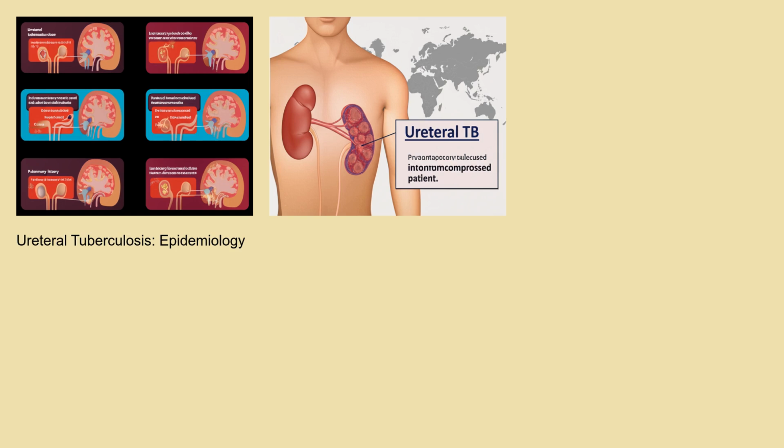Ureteral tuberculosis is more common in regions where tuberculosis is endemic. This includes many parts of Asia, Africa, Eastern Europe, and Latin America. Individuals with weakened immune systems, such as those with HIV/AIDS, diabetes, or undergoing immunosuppressive therapy, are at significantly higher risk. People with a history of pulmonary tuberculosis are also more susceptible. The prevalence has decreased in developed countries with effective TB control programs, but it remains a concern globally, particularly in resource-limited settings where diagnosis and treatment may be delayed.